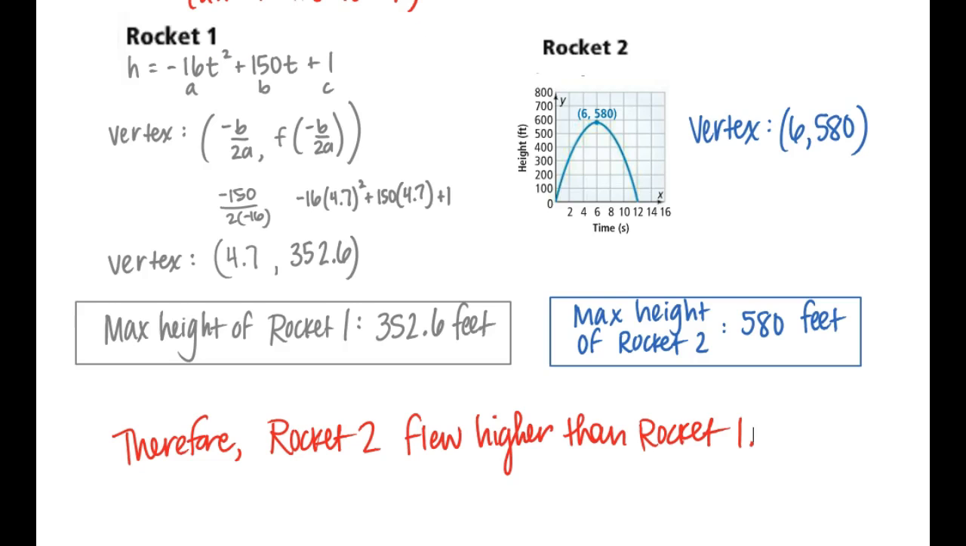So based off of these two max heights, we can see that the second rocket flew higher than the first rocket by approximately 230 feet or so.